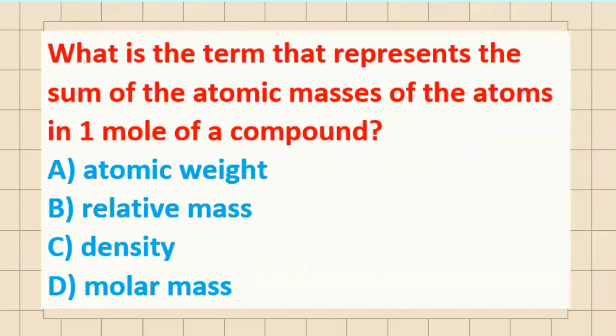Okay. What is the term that represents the sum of the atomic mass of the atoms in 1 mole of a compound? A. Atomic weight. B. Relative mass. C. Density. D. Molar mass. Okay, A and B are the same. Relative mass, or simply atomic weight or atomic mass, are similar phrases. C. Density cannot be, density equals mass over volume. But the answer is D, molar mass. Molar mass is the mass of 1 mole of the substance.